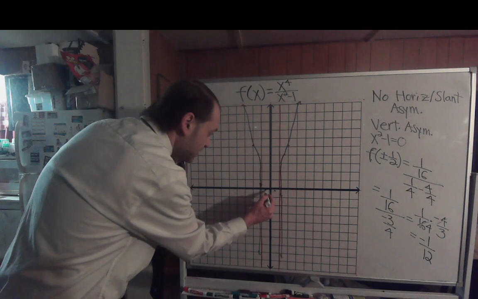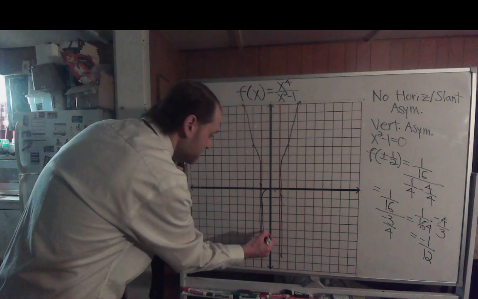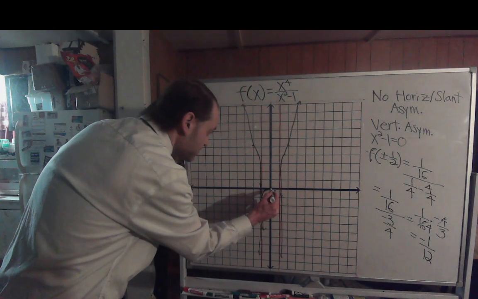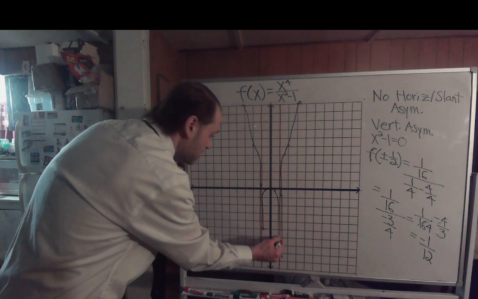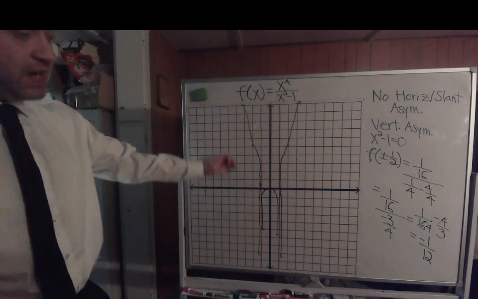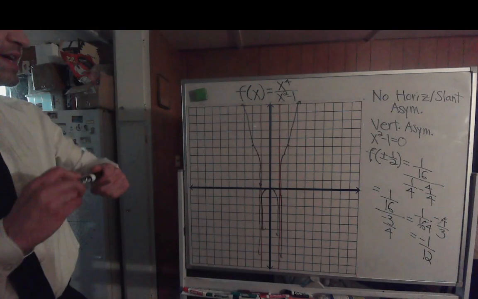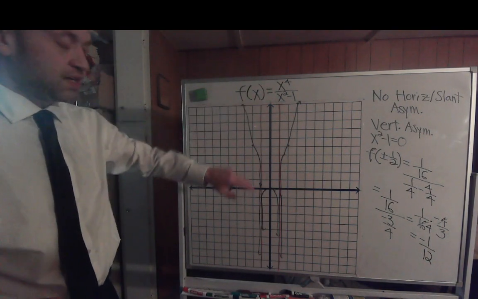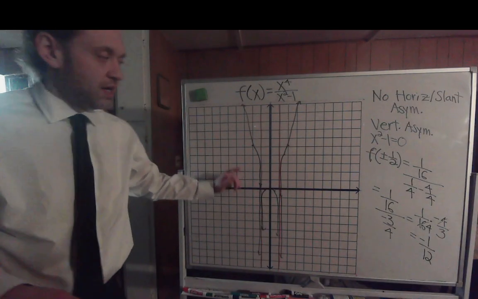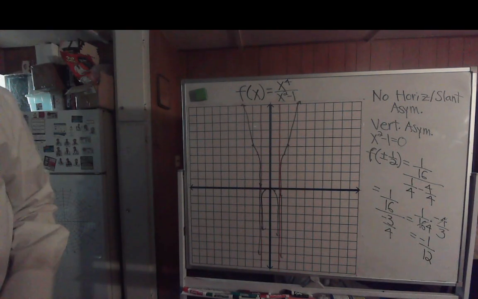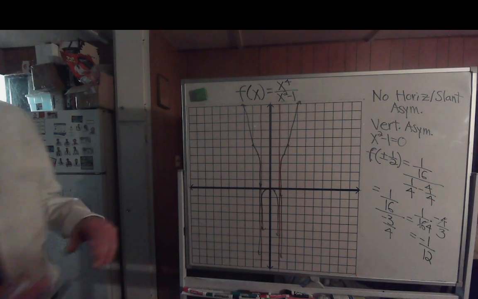So it's going to be like an upside down parabola close to the asymptotes on either side in between. So you got a very funny graph here for f of x equals x to the 4th over x squared minus 1. So yes, you can get some very funny shapes with these.